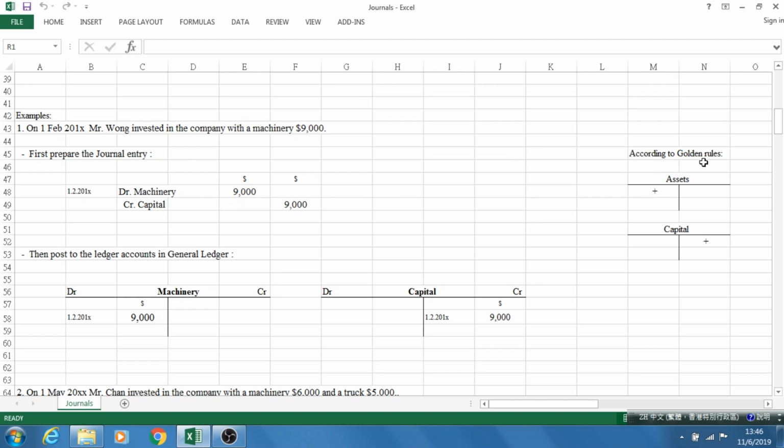According to Golden Rule, addition of capital should be on the credit side. Addition of assets, that is the machinery, should be on the debit side. So first prepare the journal entry. Date, debit machinery account 9,000, credit capital 9,000. Then follow this journal entry to post to the ledger account in general ledger. Debit machinery 9,000, credit capital 9,000.